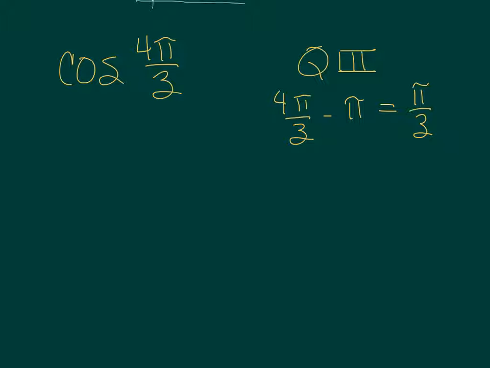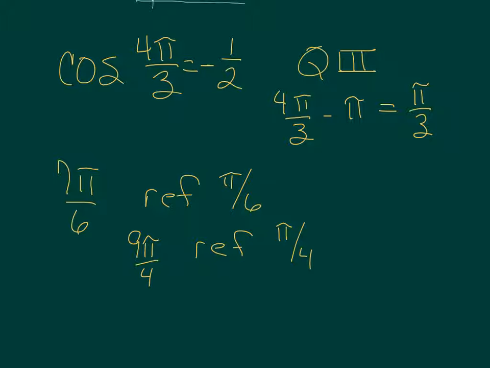Now thinking about the cosine of 4 pi over 3, a third quadrant angle, is the cosine negative or positive? It's negative. And what is the cosine of pi over 3? It's positive, 1/2. So the cosine of 4 pi over 3 is going to be negative 1/2.